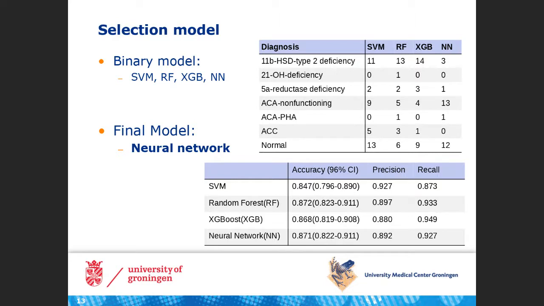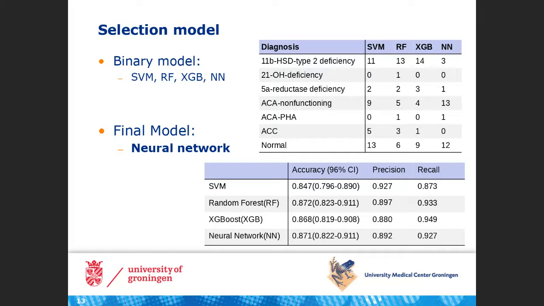And that is because we looked at the type of mistakes. As I told you before, every data sample has 2 labels, one binary and one multi-class, one disease-specific label. As you can see, all the approaches, except for the neural network, made especially mistakes on one specific diagnosis, and that's the 11B HSD type 2 deficiency. That is a type of enzyme deficiency, and the neural network only made mistakes on the non-functioning adrenal cortical adenoma, and this non-functioning adenoma is a sort of special category, because it's quite harmless to people.